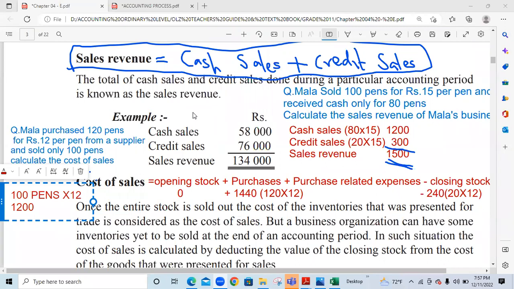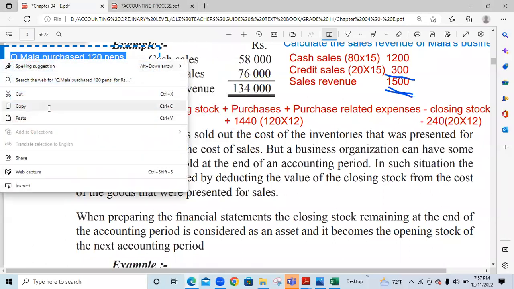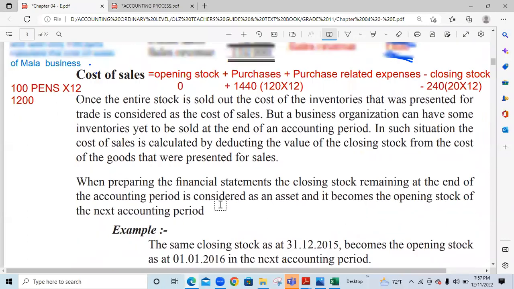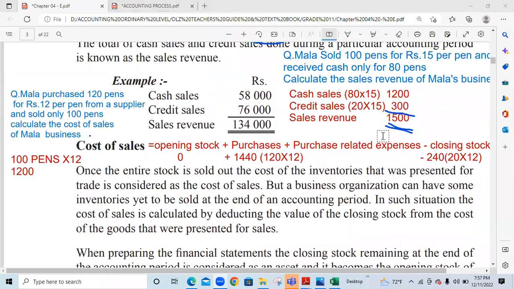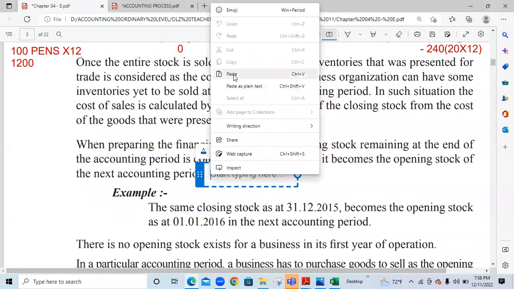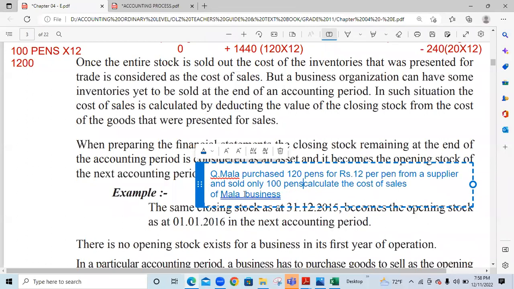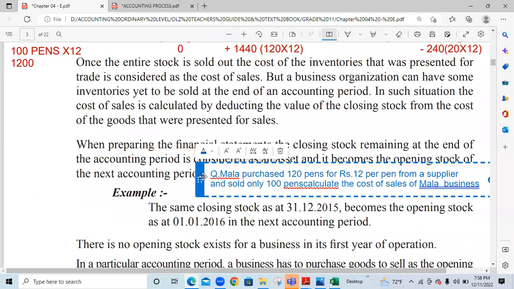Shall I give you all another question to find cost of sales? Or shall I just continue? Okay, give another one. Okay, guys, write it down quickly. We can't waste time, so be quick. Now I will include opening stock as well. Don't copy unless I tell you.